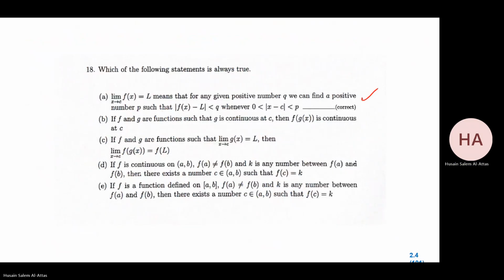By the way, this is the precise definition of the limit, which is not part of this course. If we have a g function, so that g is continuous at c, then this is continuous. No, I need f to be continuous. F should be continuous. So this is wrong. If you have g functions that the limit equal to L, can I take the limit inside? I need f to be continuous.